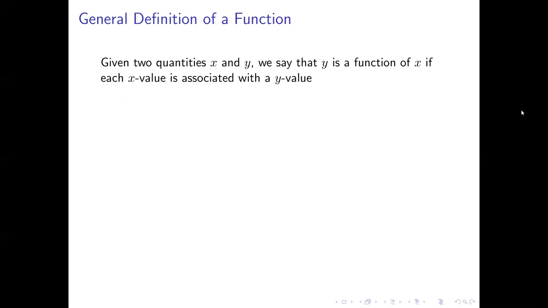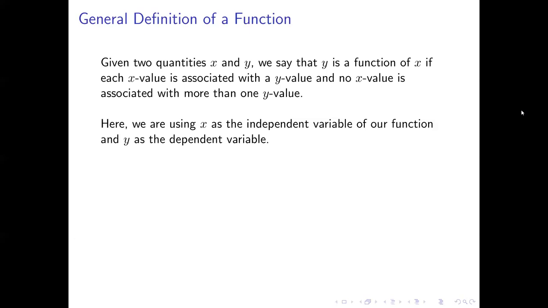So we're going to get much more abstract now. Let's say we have two quantities, two things we can assign numbers to. We'll call them X and Y. And we'll say that Y is a function of X if each X value is associated with a Y value. And there's another requirement: no X value is associated with more than one Y value. So what this means is that once you pick your value for X, you're sort of automatically forced into a particular value for Y by this association established by the function.